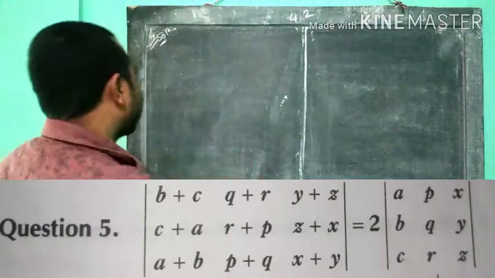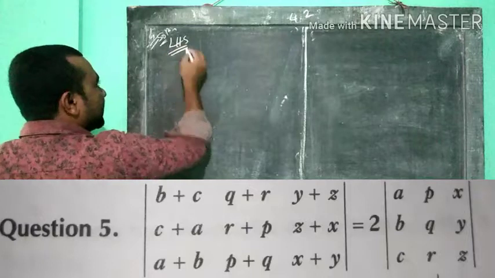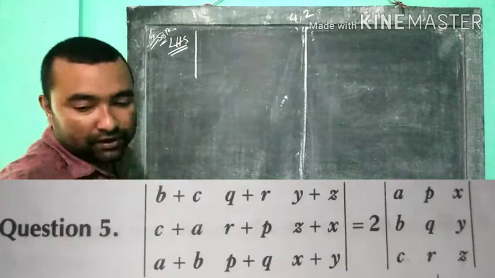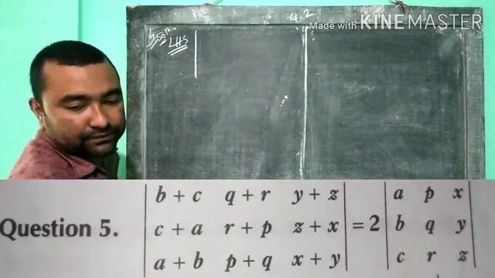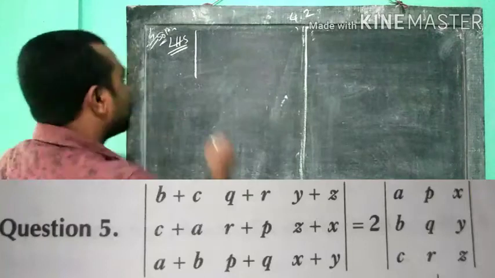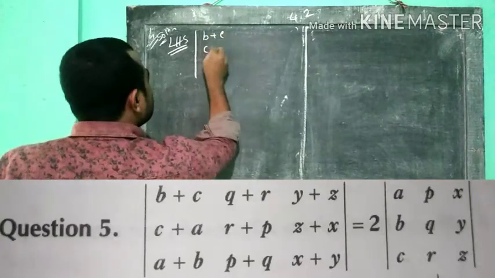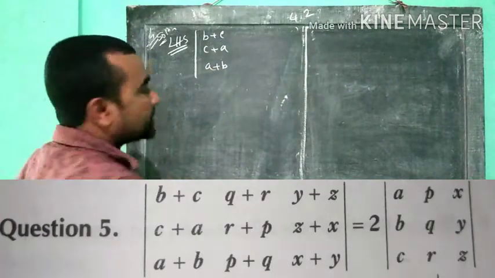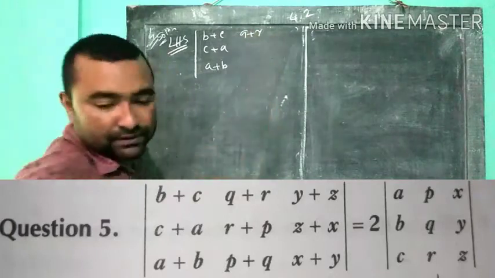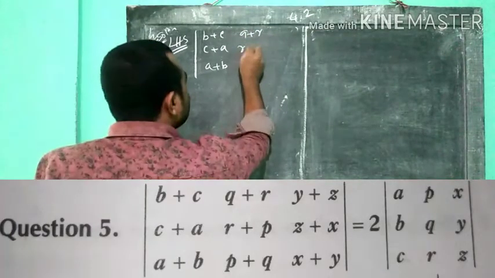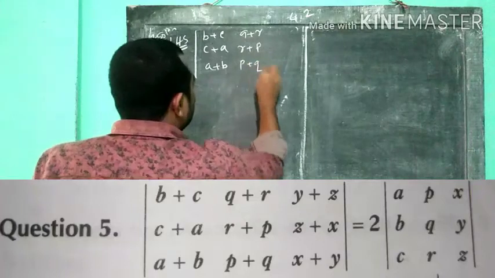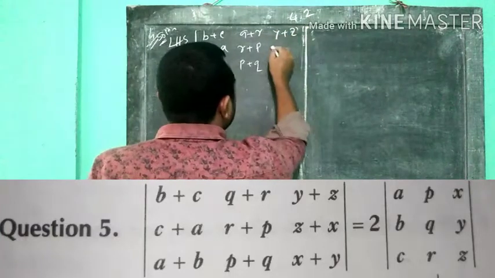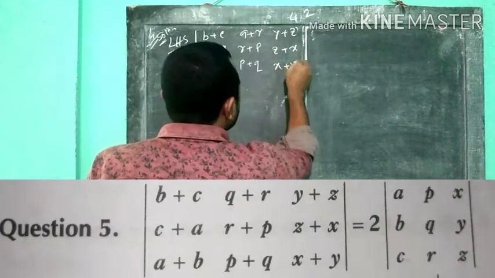So solution: left hand side. What is the left hand side? First column B plus C, C plus A, A plus B, and second column is Q plus R, R plus P and P plus Q, and third column is Y plus Z, Z plus X and X plus Y.